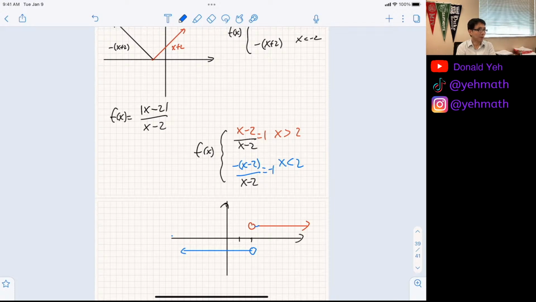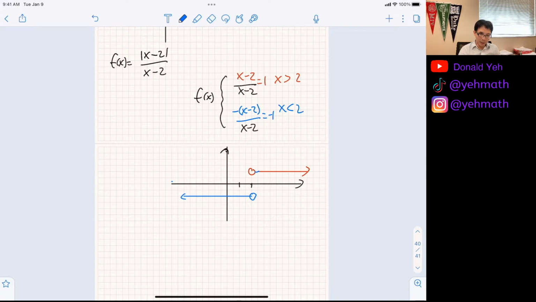How many of you guys are confused? Like I said, it's not easy to understand absolute value. There are so many tricks in there that you don't see.